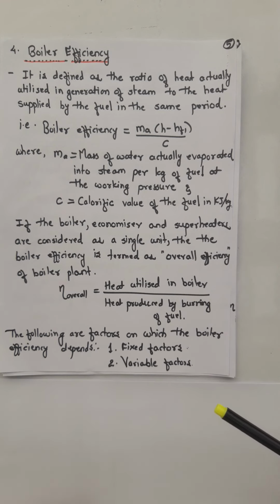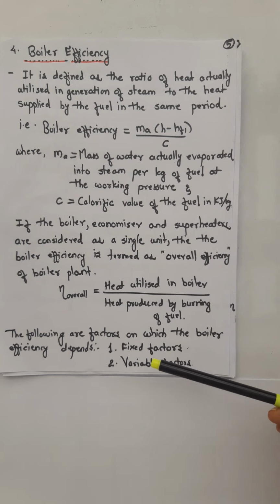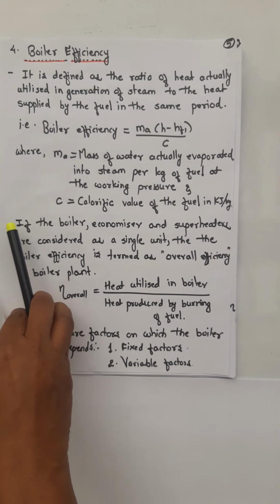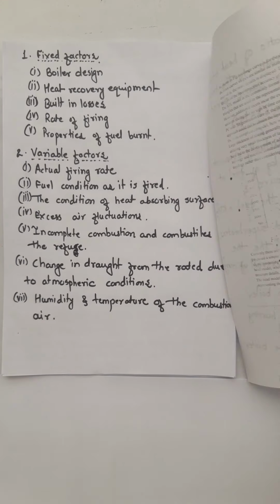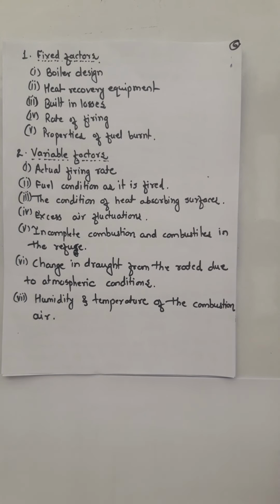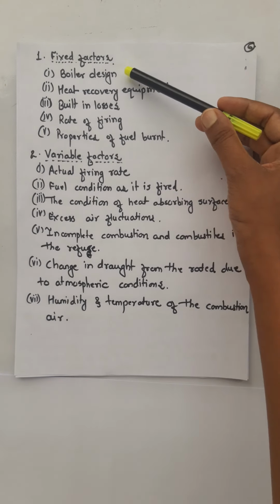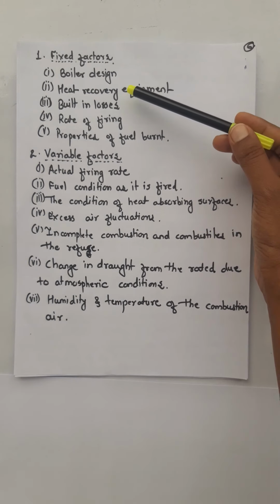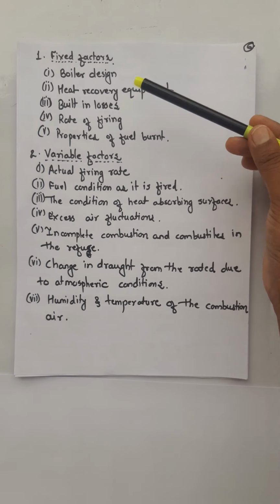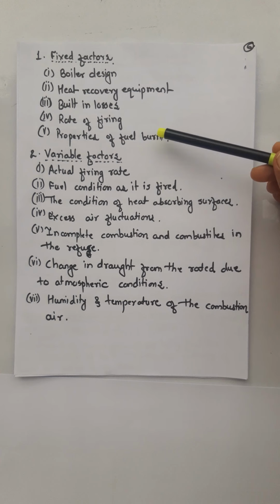Now there are certain important factors on which this boiler efficiency depends, and these factors are categorized into two parts as fixed factors and variable factors. So let's see what are these fixed factors and what are these variable factors. Fixed factors are boiler design, heat recovery equipment, built-in losses, rate of firing, and properties of the fuel burnt.